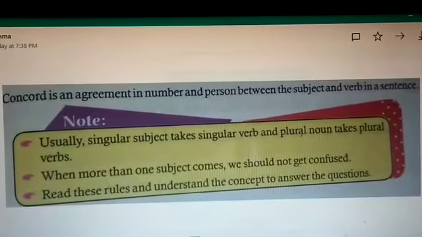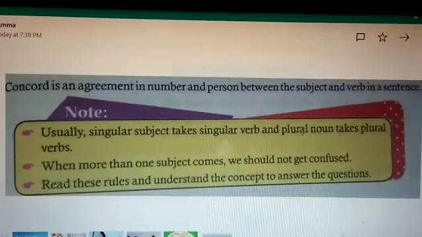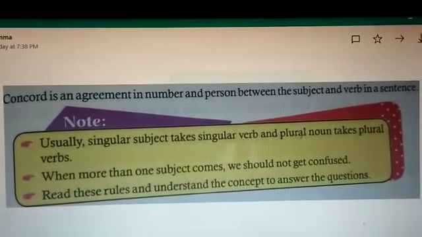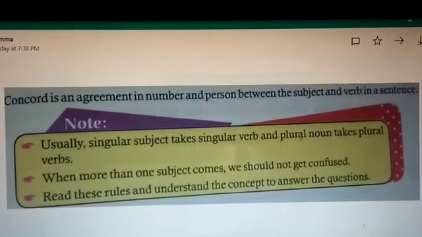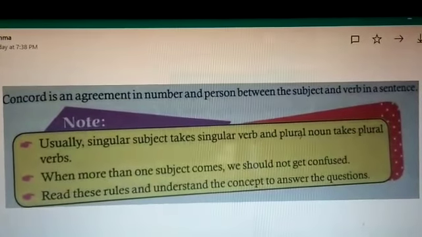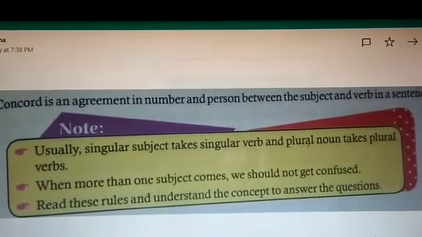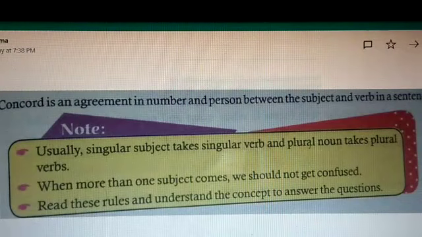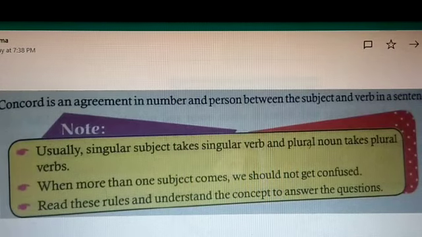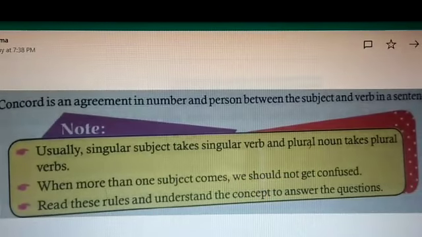Dear students, what do you mean by CONCORD? CONCORD is an agreement in number and person between the subject and verb in a sentence. Let us note some important points. Usually, a singular subject takes a singular verb and a plural noun takes a plural verb. When more than one subject comes, we should not get confused. We should read the rules and understand the concept to answer the questions.